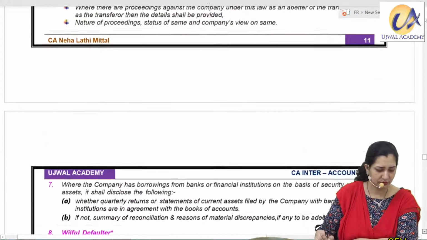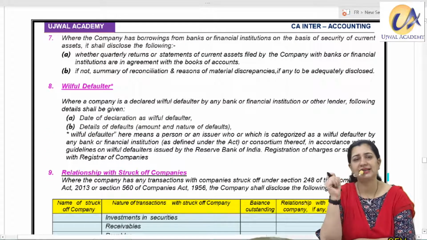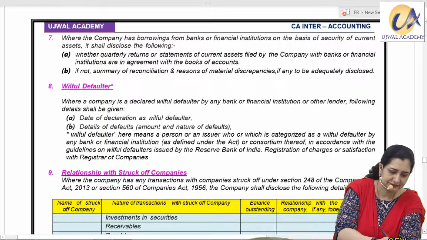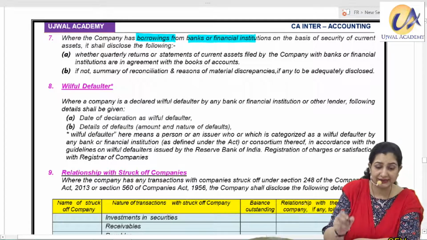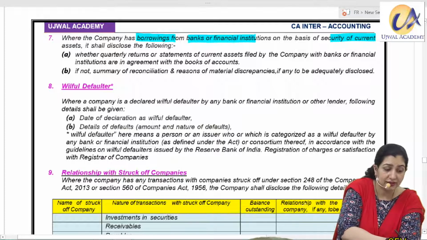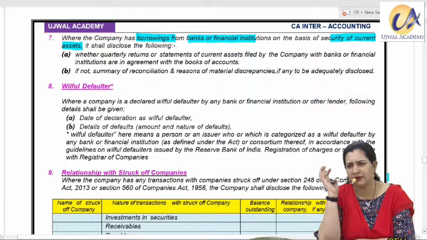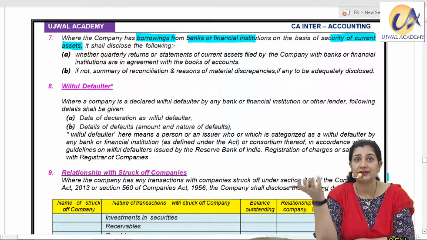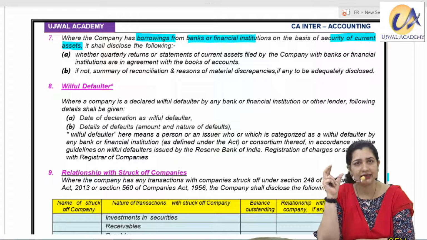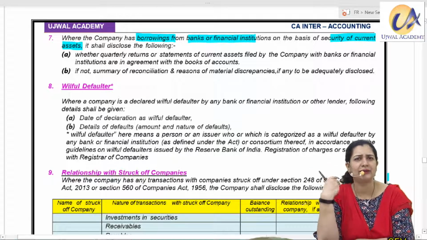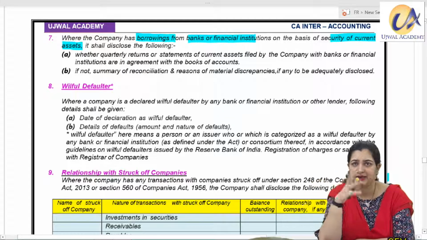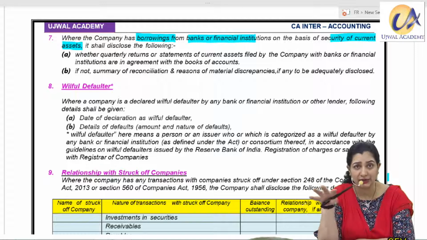Then, 7th point. If company has taken borrowings from banks or FIs, but these we are talking on the basis of current asset security. Normally when we talk about overdraft or cash credit, these are generally short-term loans which are taken on the basis of current assets like your stock, your debtors, etc. So if you have taken any loan, then you are aware that we have to file with the banks a statement of the current assets. What are the stock, details of the debtors and cash and bank and all that you have.